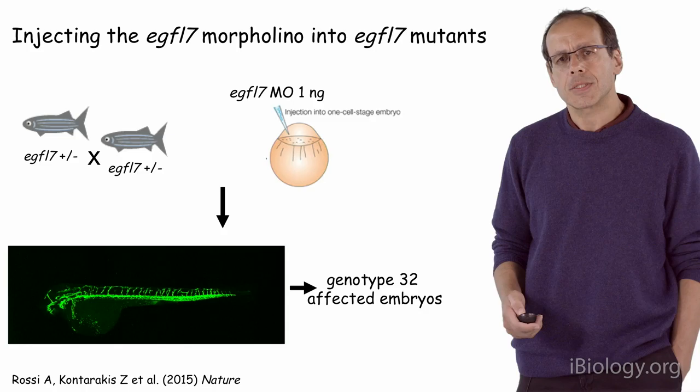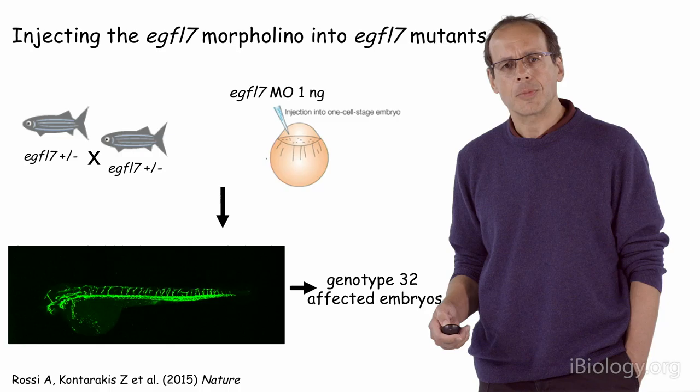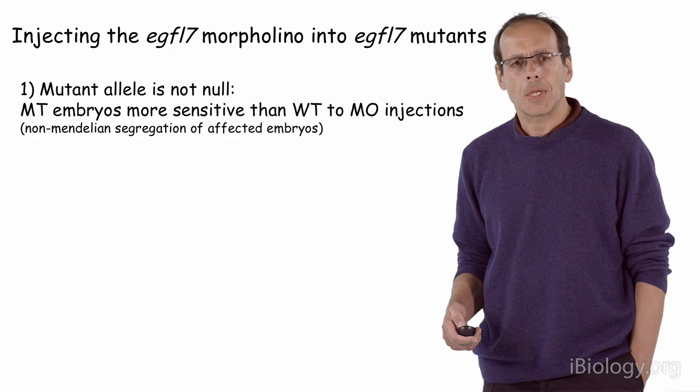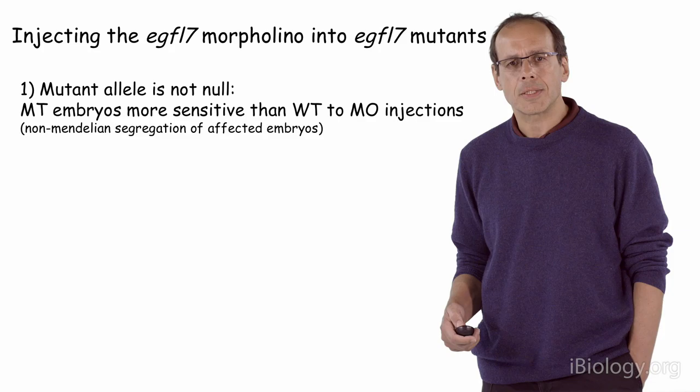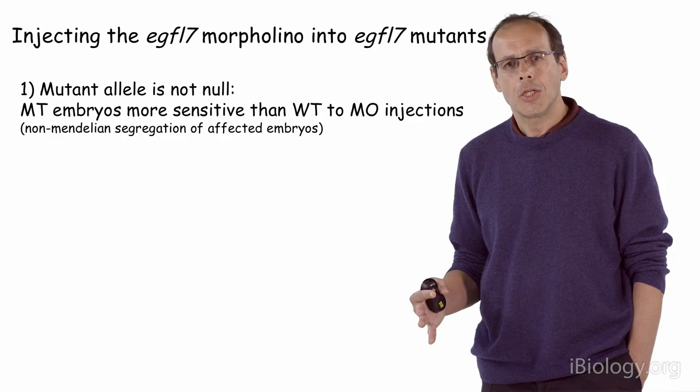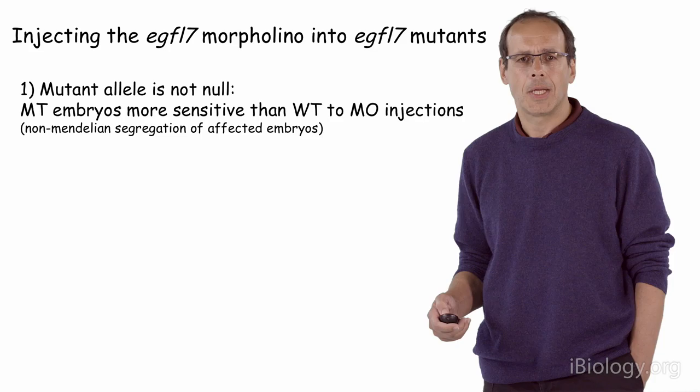So let's first look at the various scenarios and the outcomes one would predict. Essentially, if the mutant allele is not null, then the mutant embryo should be more sensitive than the wild type to the morpholino injections. Let's say, for example, there's 20% gene function left. You inject the morpholino at 1 nanogram, and the mutant embryo should be more sensitive.